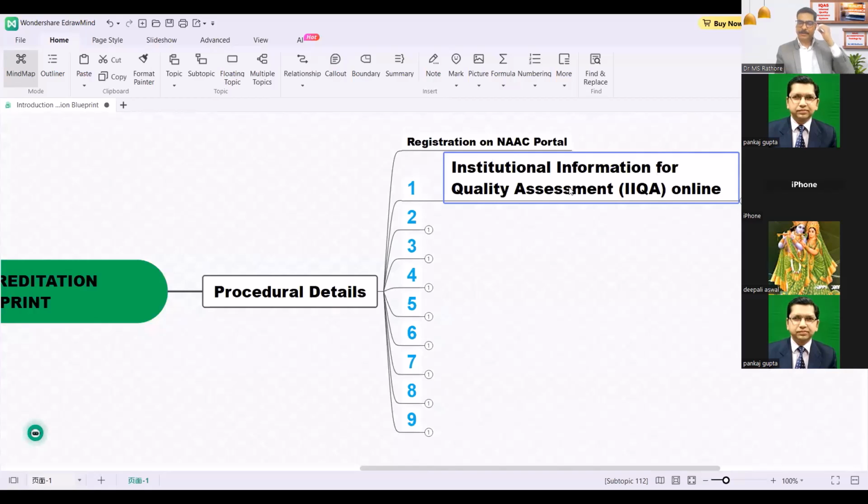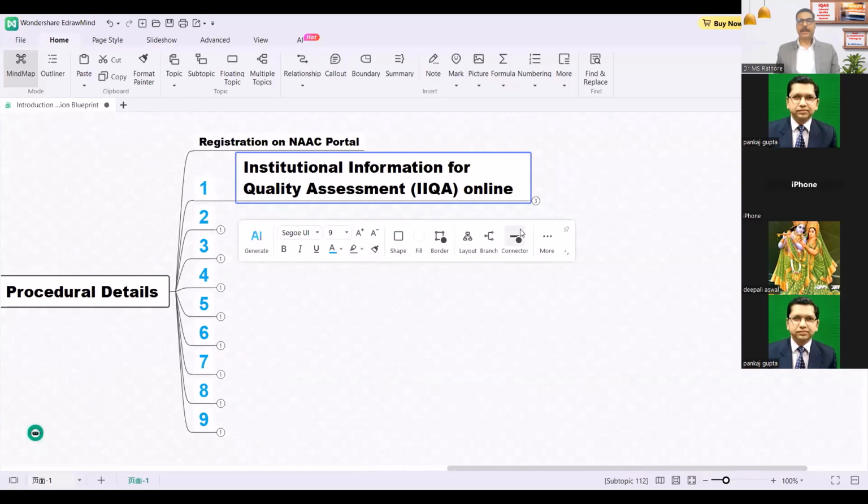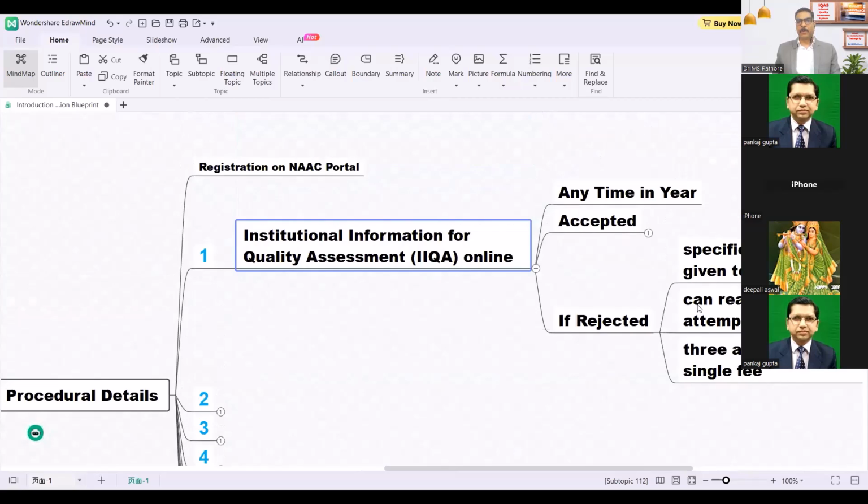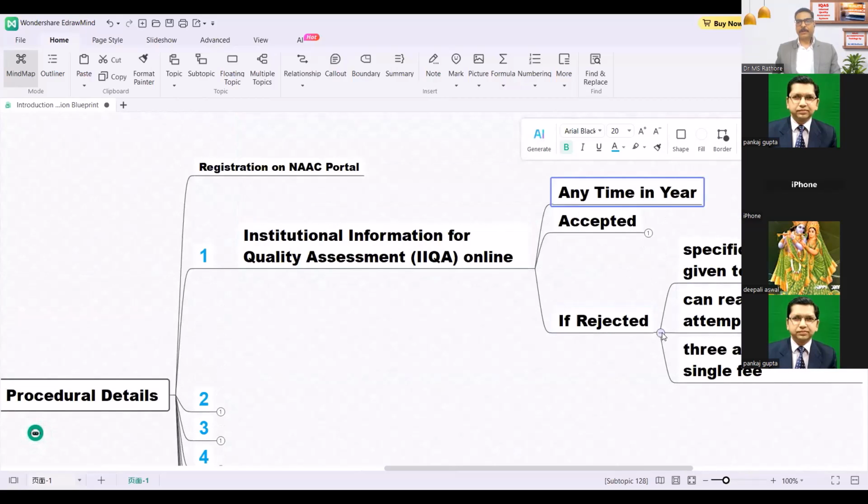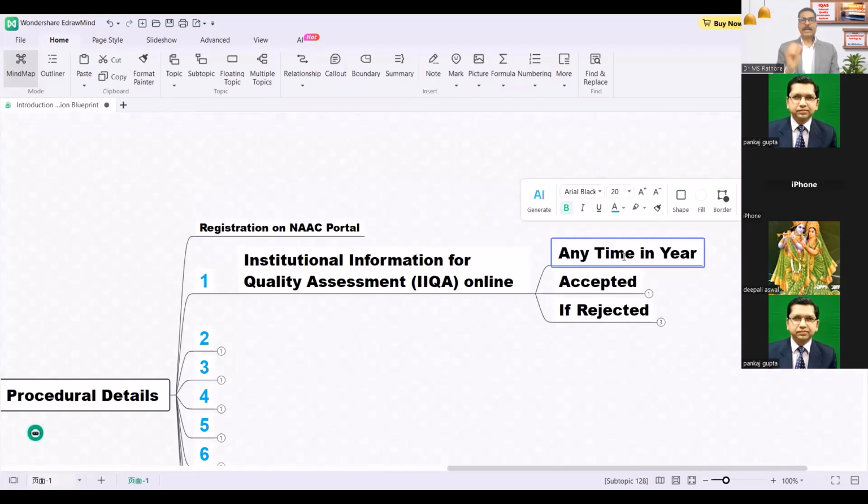Now let's understand what this IIQA is. This IIQA is a process in which NAAC wants to know whether the institution is accreditation ready or not. And there are 3 points that we have to see. This IIQA can be filed at any point of time in the year. Previously, there was a time slot window around October, November. NAAC used to invite the application, and the institutions would fill the letter of intent. This process was going on before 2017, but now this IIQA can be filed at any point of time in the year.